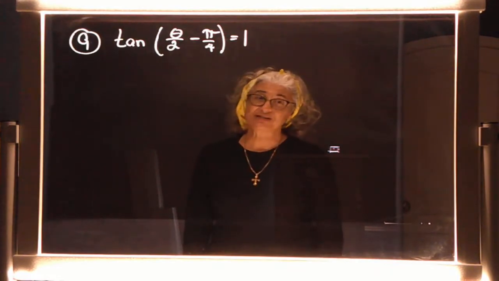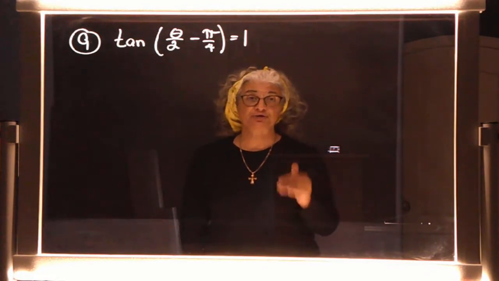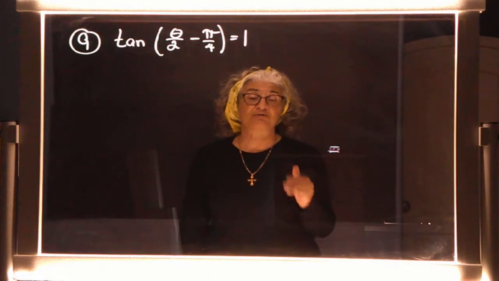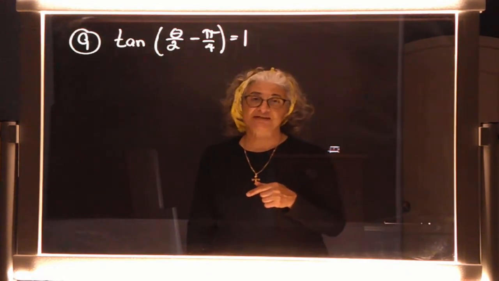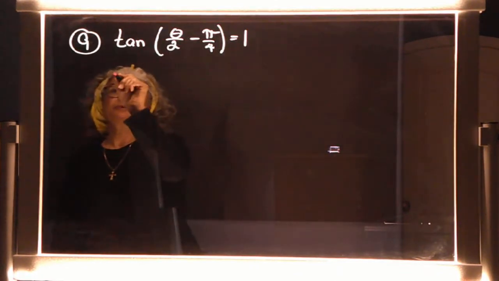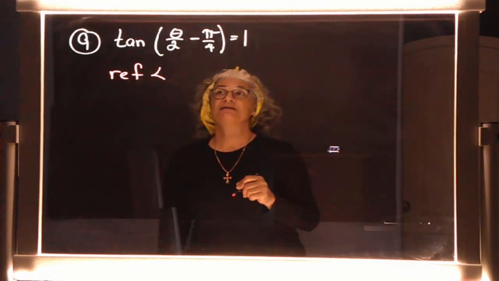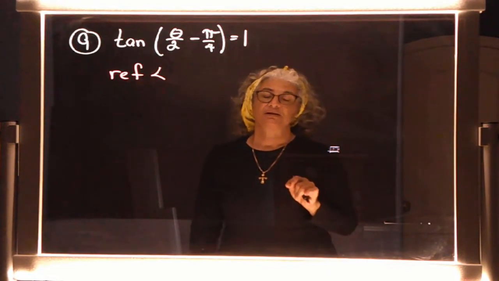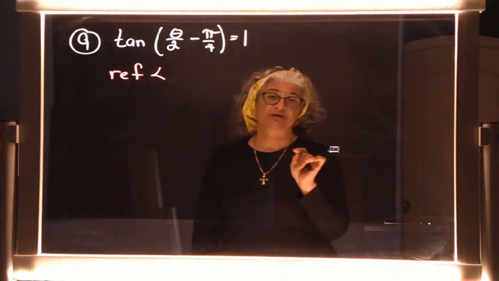This one's an interesting looking one, but the procedure is still the same. Since I am solving a trig equation, I need to make sure my trig function is by itself. Is it? Excellent. And then I need to come up with the reference angle. Agreed? Okay, so in this particular case, I am talking about finding tangent of whatever equaling 1. Okay, so and that's 1 over 1, right?